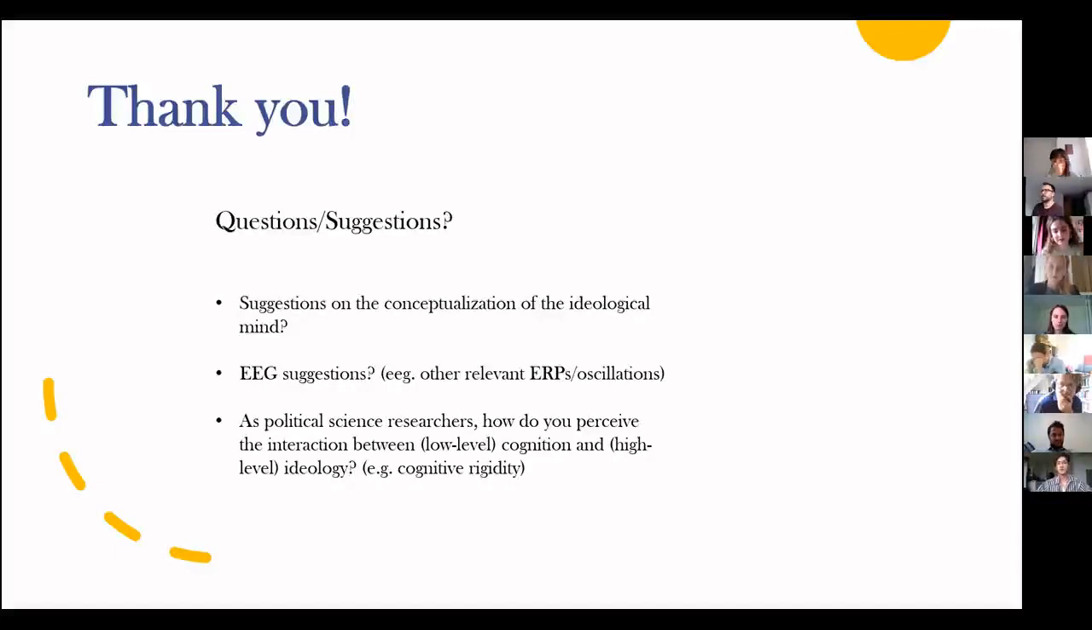Maybe some of you have some more suggestions on the conceptualization of the ideological mind. I think this seemed like quite a lot, but we actually really boiled it down to these 5 measures. That was quite a process and is based on a lot of literature. But maybe some of you have more ideas on this. And also, we're always open for more EEG suggestions, so we can expand our preliminary list of focal points. And lastly, a very broad question. Maybe you can share your opinions on this too.